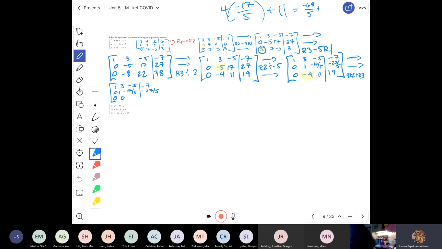And then get a common denominator, right? So if I add those together, what do I really have? Okay. And now I have to do the same thing with the 19, right? So I have 4 times -27/5 plus 19. Okay, and what is that going to give me?